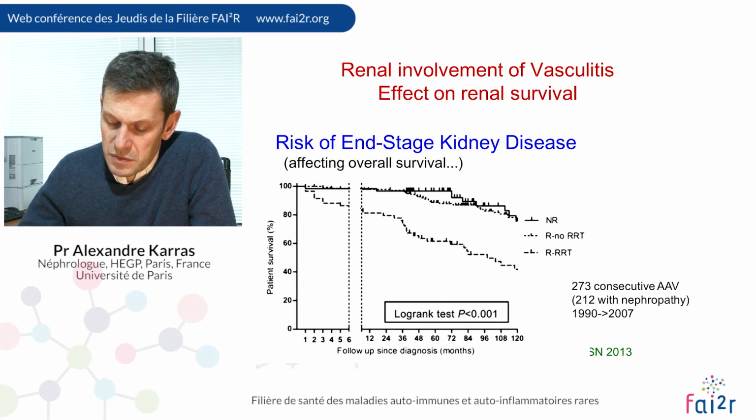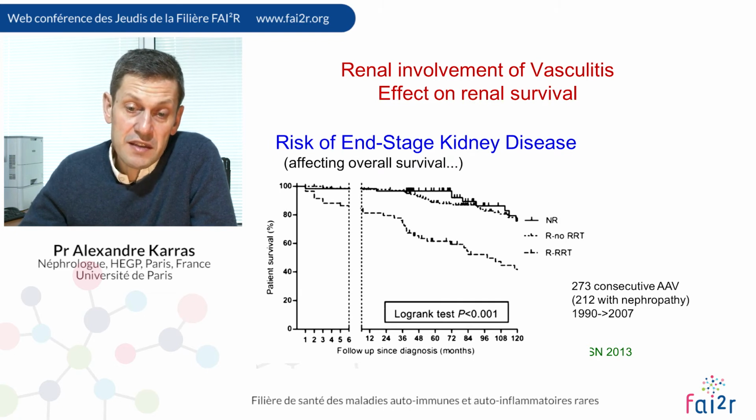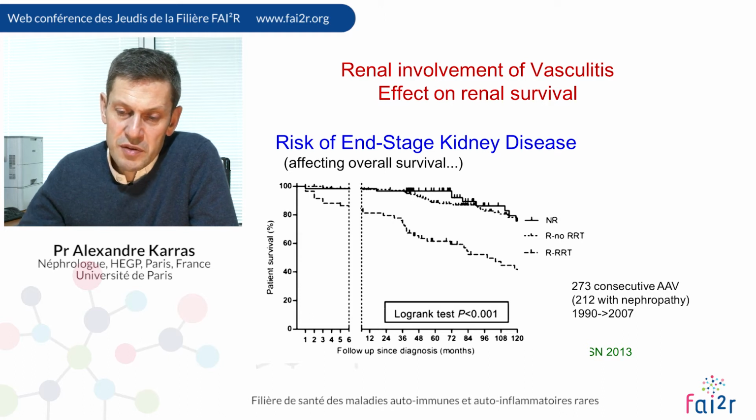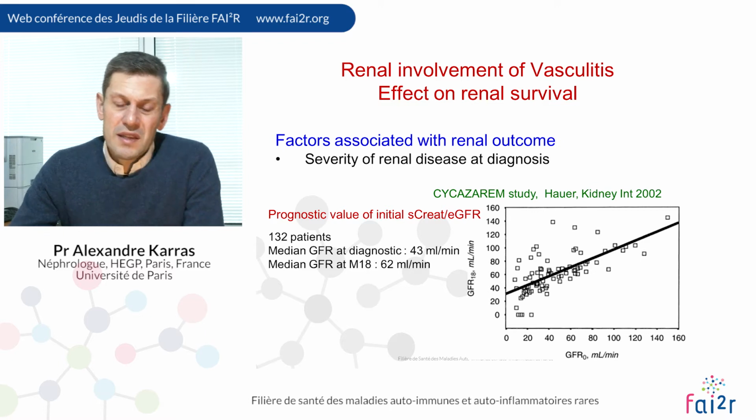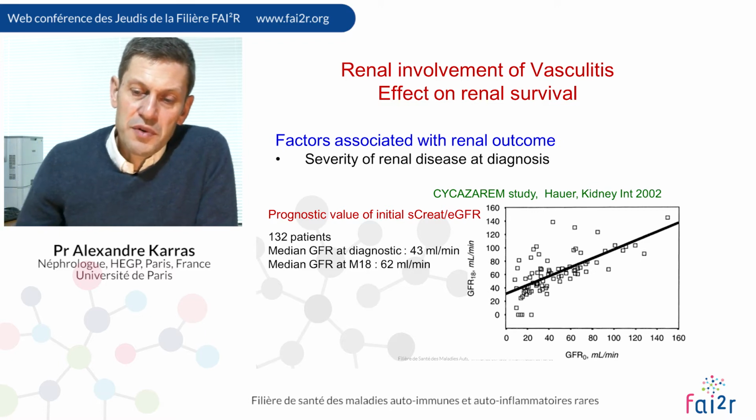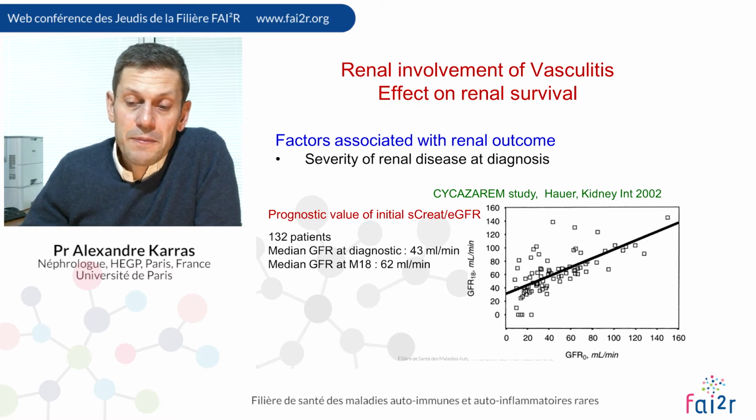This renal survival can affect the overall survival. In this picture, coming from the same series, you can see that patients with renal replacement therapy have a more severe patient mortality at 10 years. So, what are the factors that are associated with the renal outcomes?